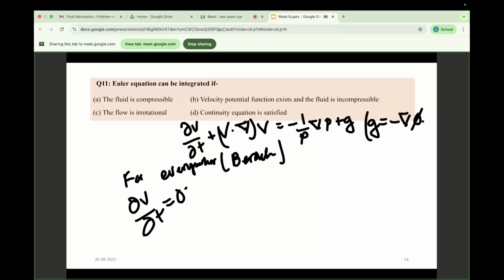Yes, okay. So just tell me one thing: if I know it is irrotational, that means omega is 0. So if it is 0, I can also write... just a minute, let me clarify this for you. If omega is 0, that means I can write this as 0, right? So irrotational means it should be a potential function.